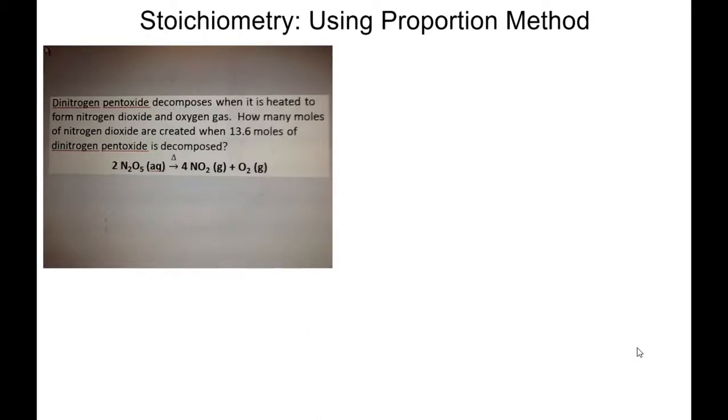Let's begin by reading the problem and looking for the given quantity. In this case, the given quantity is 13.6 moles of dinitrogen pentoxide, which would be the symbols N2O5. The desired quantity is asking for the number of moles of nitrogen dioxide, which would be the symbols NO2.